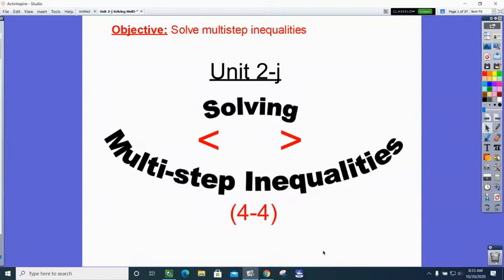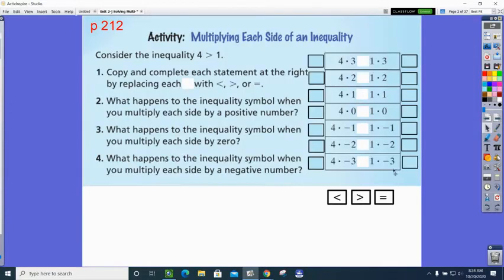Start solving multi-step inequalities. It's really not that different from equations, but there's one exception, one thing we have to look out for today. And that's where we're going to start doing an activity that will help us discover what I like to call the glitch. So imagine you have an inequality, 4 is greater than 1. Well, that's true. And I'm going to write it over here.